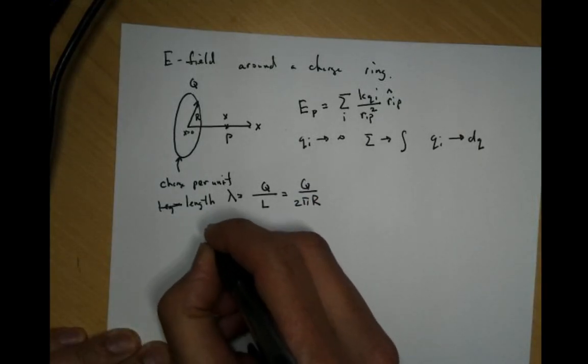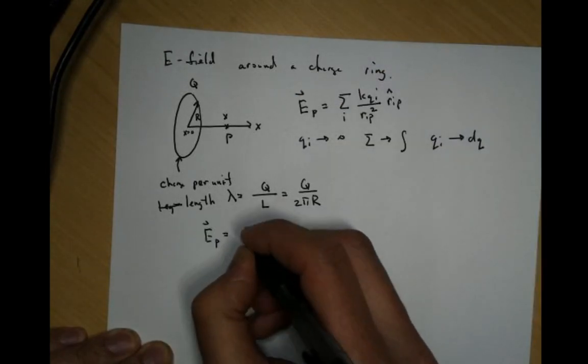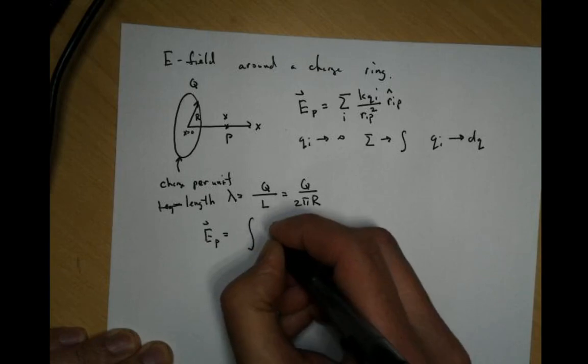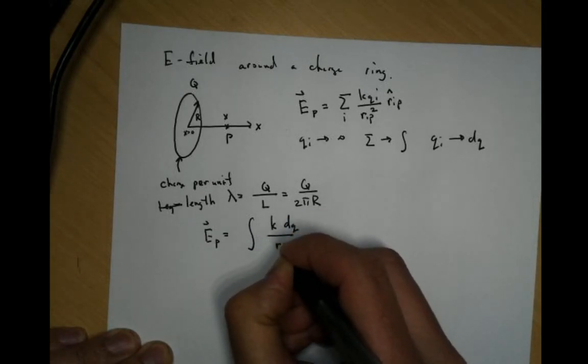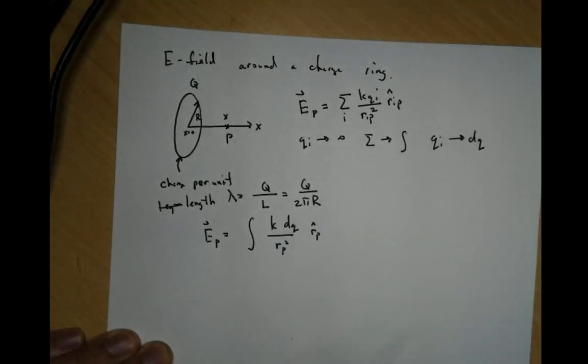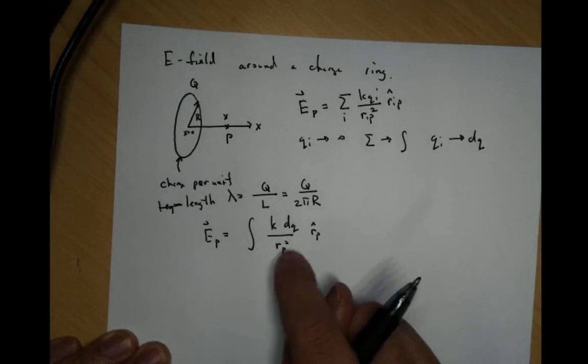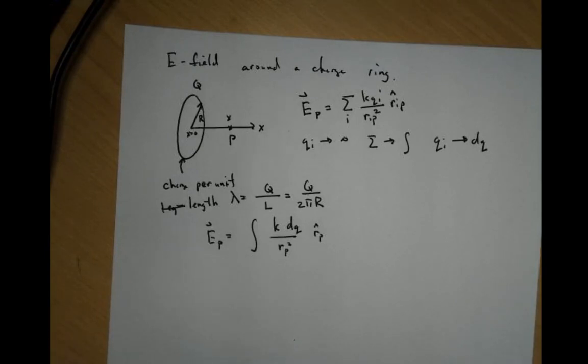Okay, so E, the vector here, at P is going to be equal to the integral of k dq over r_P squared, r_P hat. Now I have to be careful, right? Because embedded in these things, the r_P depends on which particular infinitesimal q I want to think about, all right? Okay, so let's look at this thing.